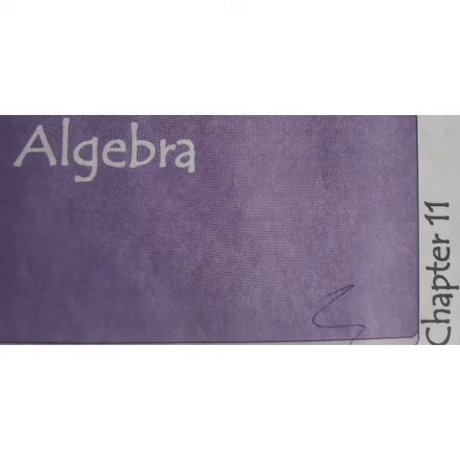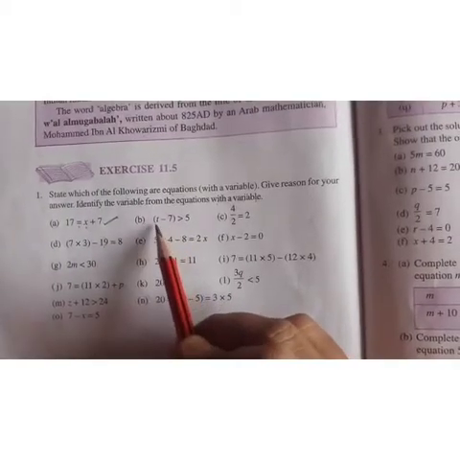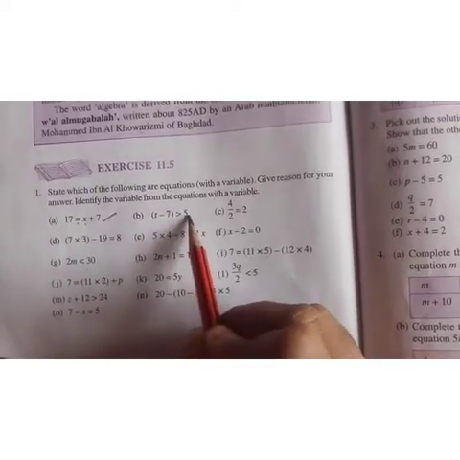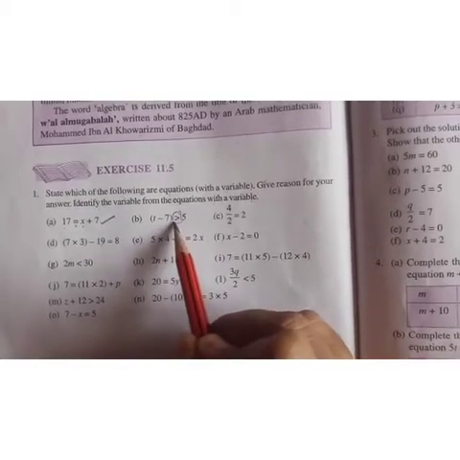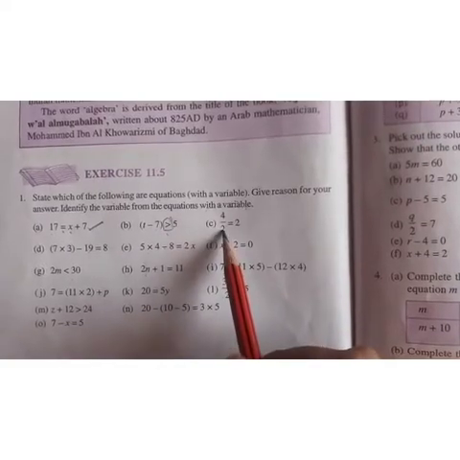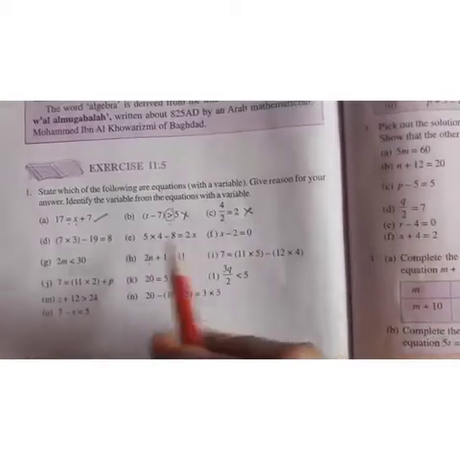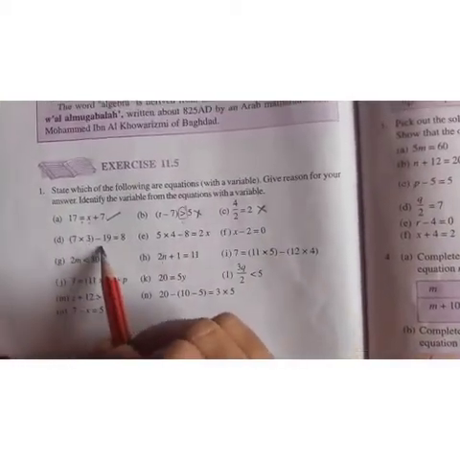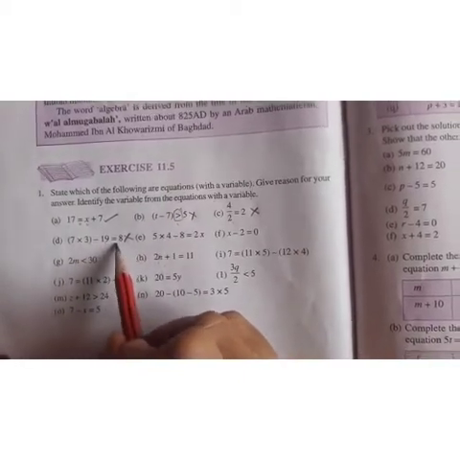So children, today let us continue with chapter 11, algebra. So children, let us begin. Question number B, t minus 7 greater than 5. So in an equation we do not have this symbol. So this is not an equation. Next, in C we have only numericals, not the variable. So this is not an equation. Here again we have numbers, no variables. So again it is not an equation.